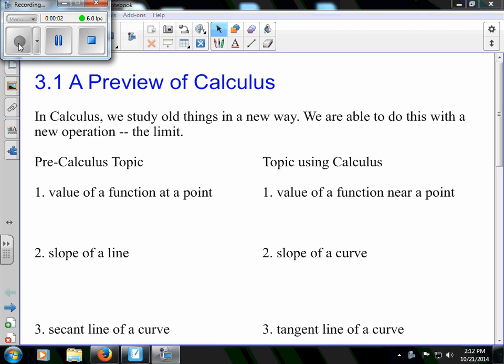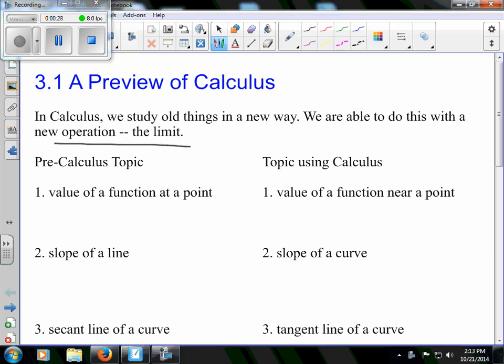Okay, this is section 3.1, a preview of calculus. What we're going to be doing in this section is just introducing basic calculus topics. And we are introducing the subject of calculus by talking about topics that you already did in pre-calculus and how that is going to extend into a calculus idea. And the way we will do this is with a new operation called the limit.